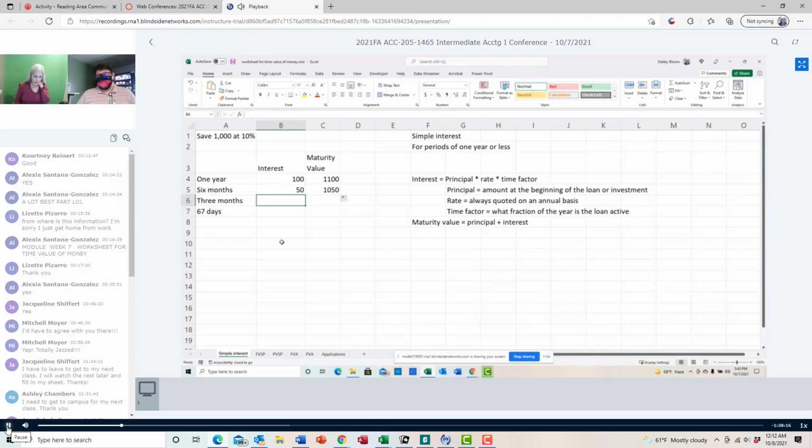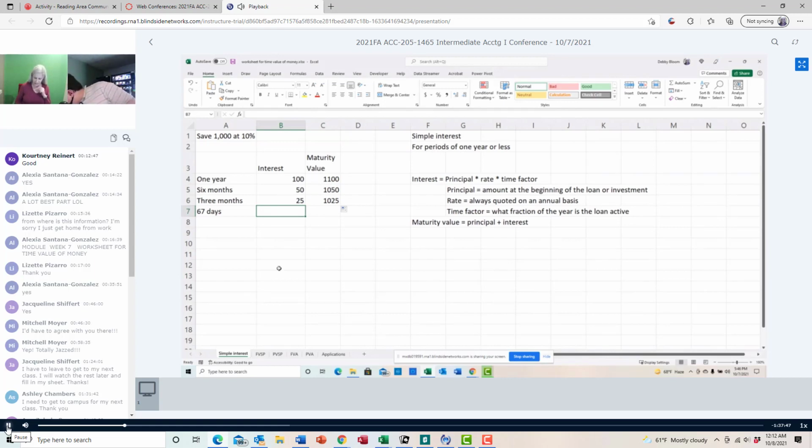If we're going to put the money in for 3 months, equals 1,000 multiplied by 10%, multiplied by 3/12. We hit enter. And now we have $25. And now, of course, our maturity value would be $1,025. And we can even use the formula with 67 days.